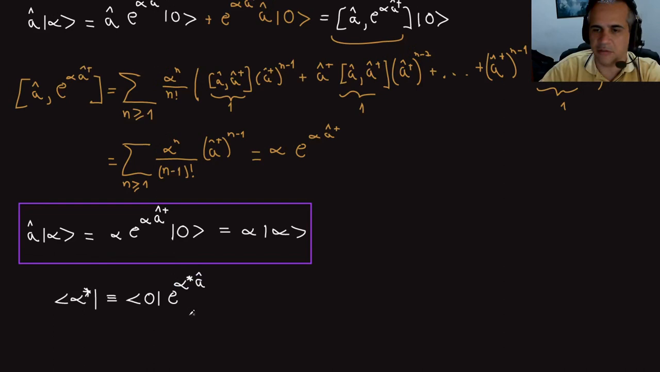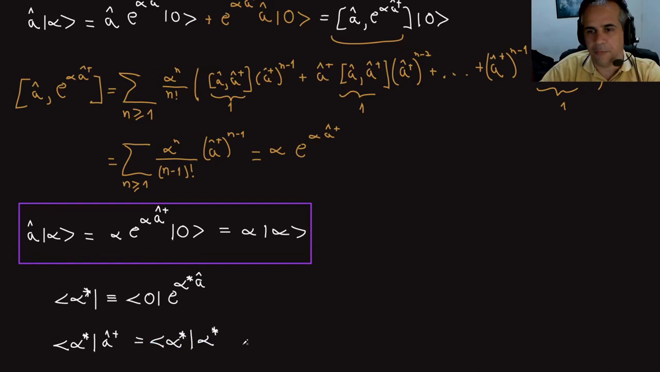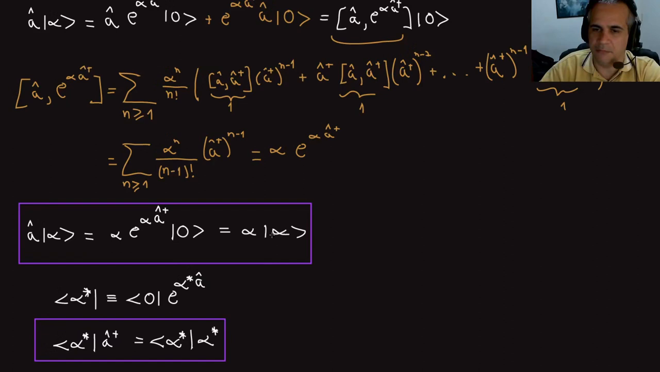And doing a completely analogous calculation, this will behave as an eigenvector of A dagger, but acting to the left, with eigenvalue alpha star. So I want to save these two properties and I define two sets of coherent states: these are the eigenvectors of A, and those are the eigenvectors to the left of A dagger.